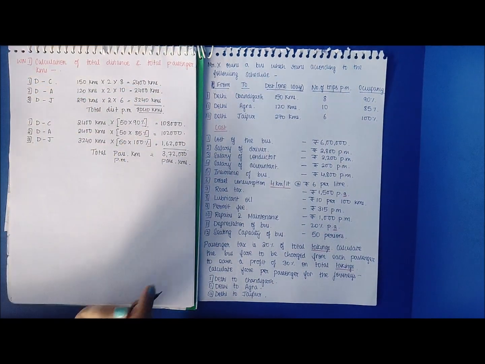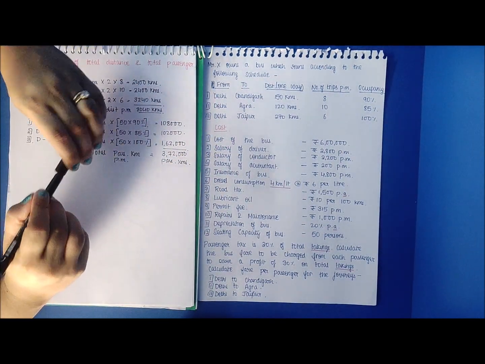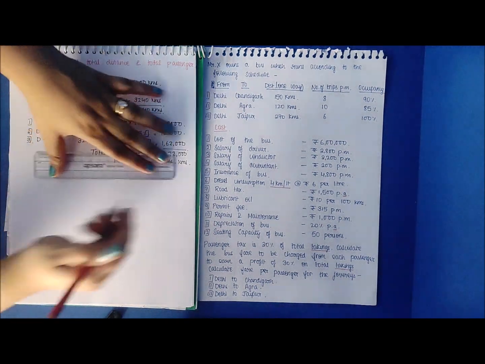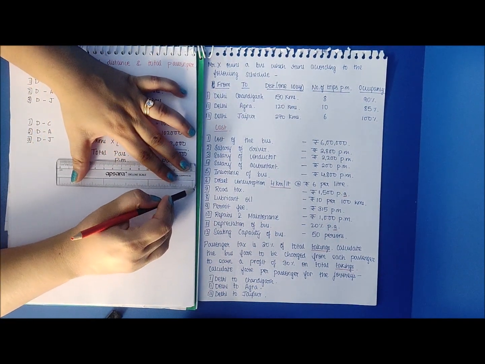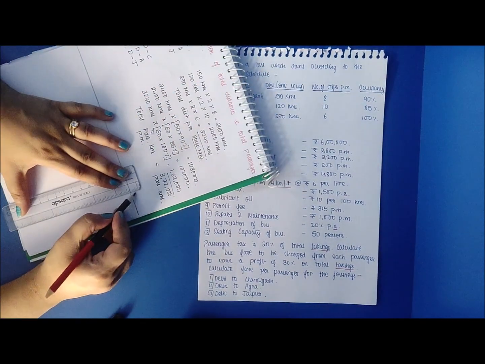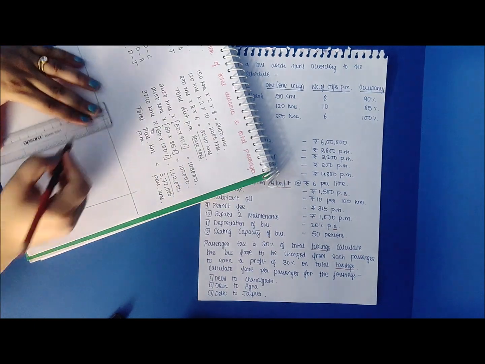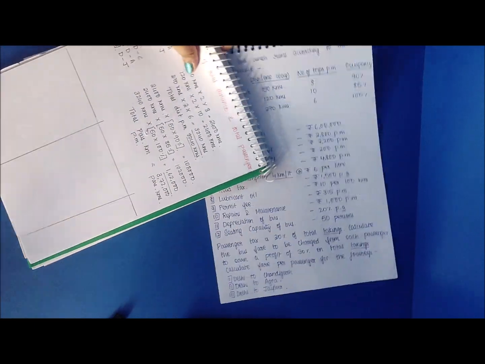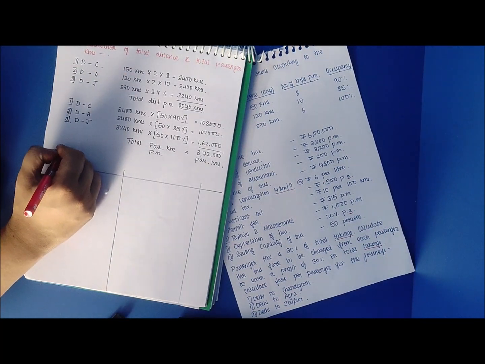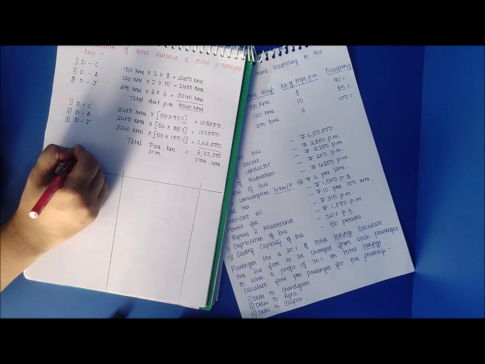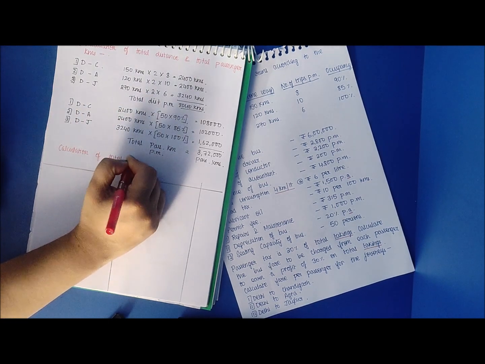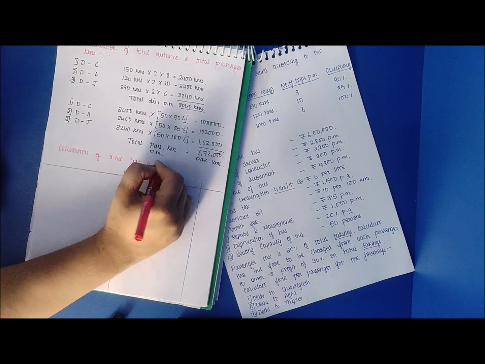Now we have the initial data. We can start with the cost calculation, and then we'll calculate the fare. So this would be calculation of total cost and fare.